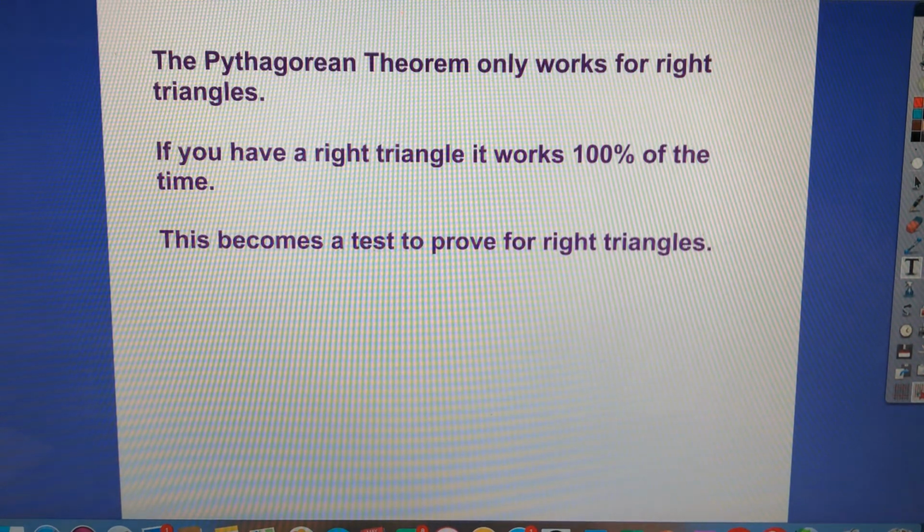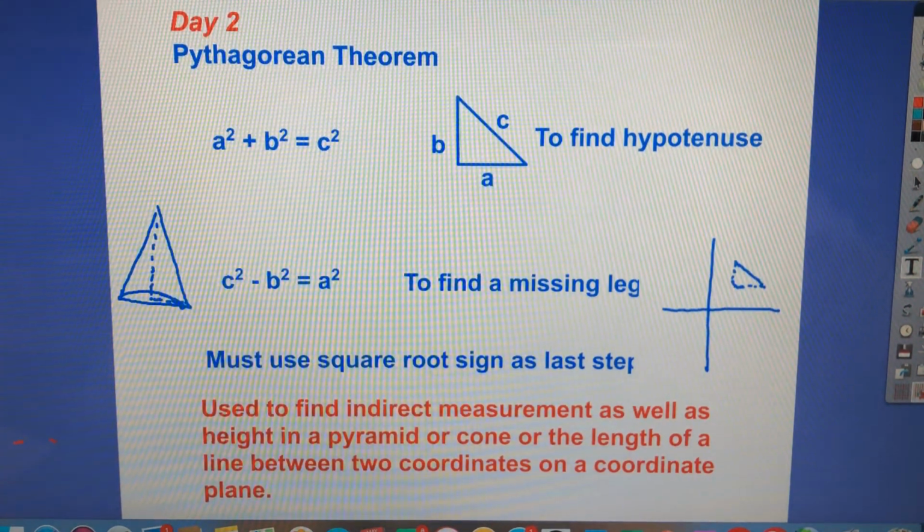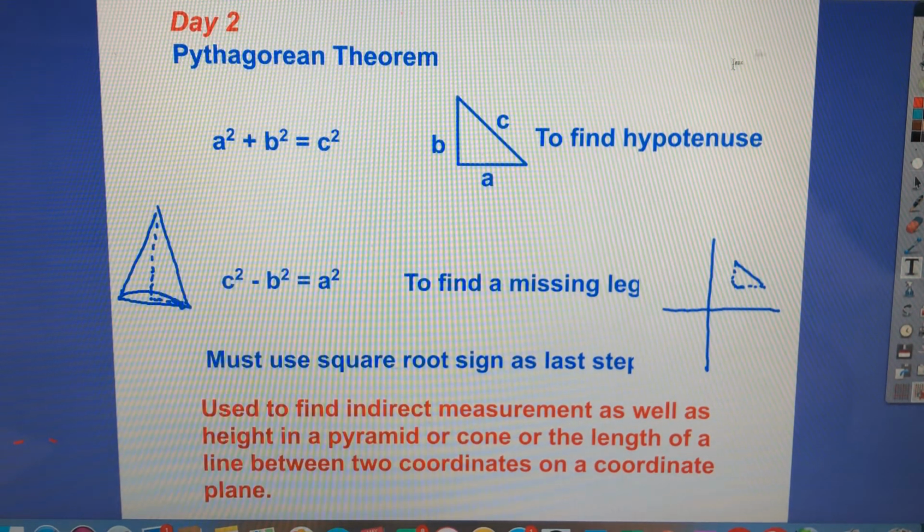The Pythagorean theorem only works for right triangles. And if you have a right triangle, it works 100% of the time. This becomes a test to prove for right triangles. The Pythagorean theorem again, a quick review, because normally I would do this over 2 days.